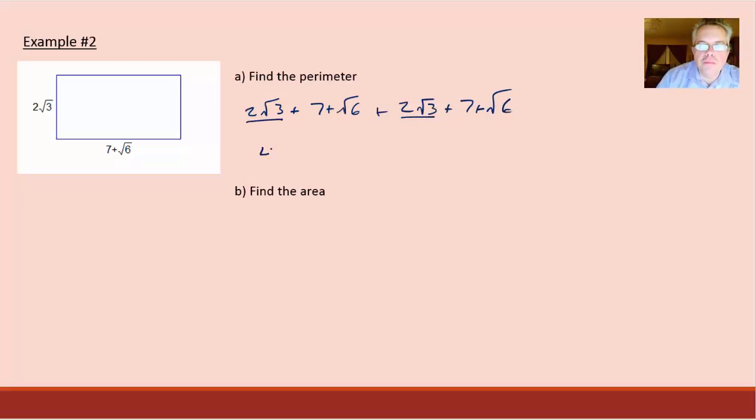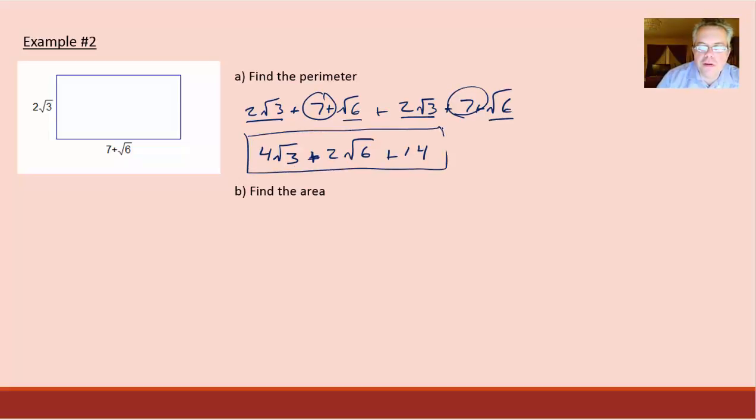Those two give me 4 square root of 3. The 2 square root of 6's give me exactly that, 2 times square root of 6. Then we have yet a third type of term here. We have 2 7's. 7 plus 7 is 14. And I'm stuck with this. There's no way to simplify this. Every term is already simplified. So that's an expression for the perimeter.